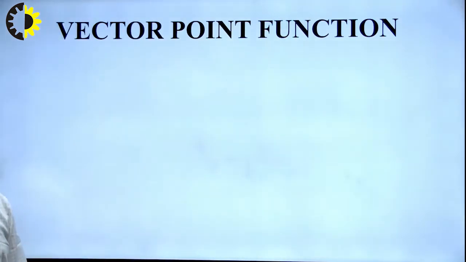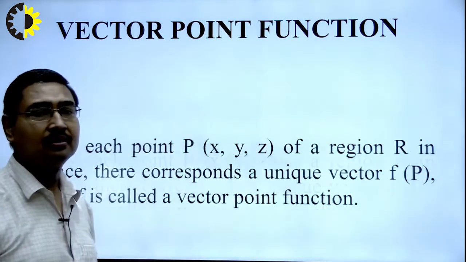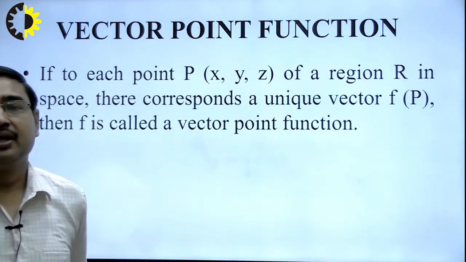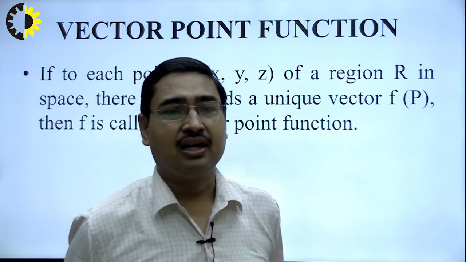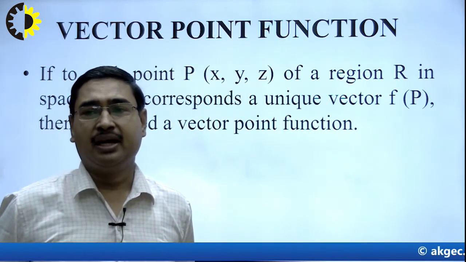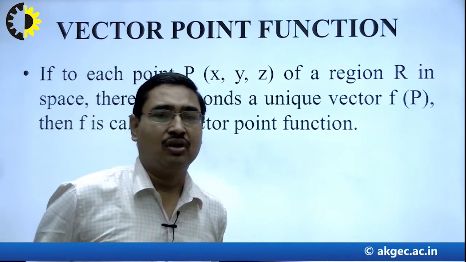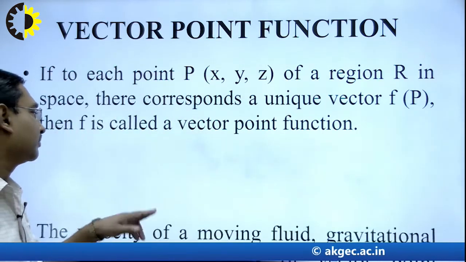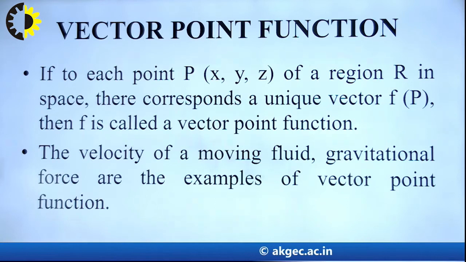Now, what is vector point function? If to each point P(x, y, z) of a region R in space there corresponds a unique vector denoted by f(P), then f is called a vector point function. The velocity of a moving fluid, gravitational force are the examples of vector point function.